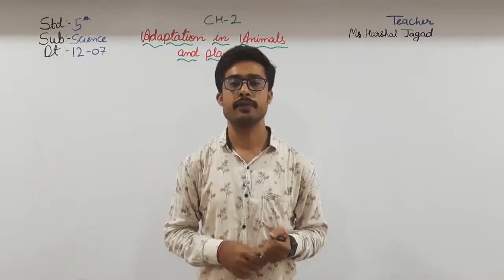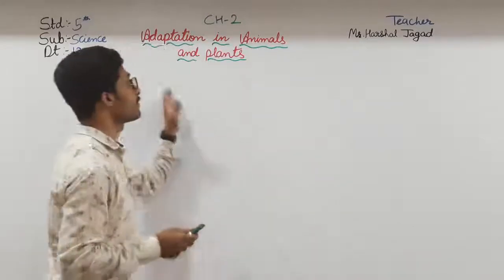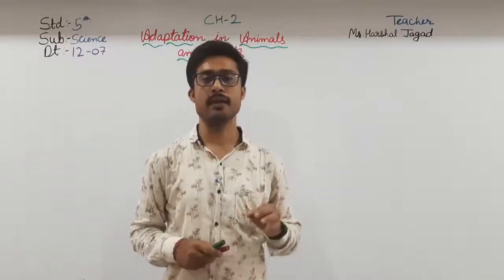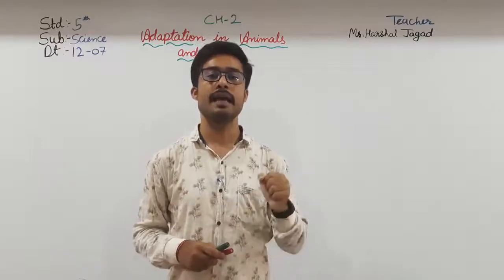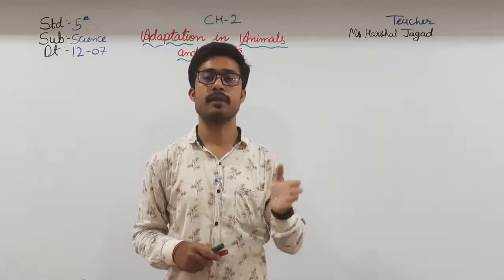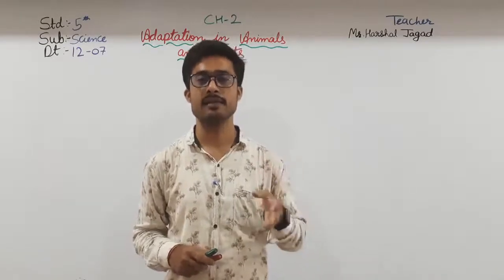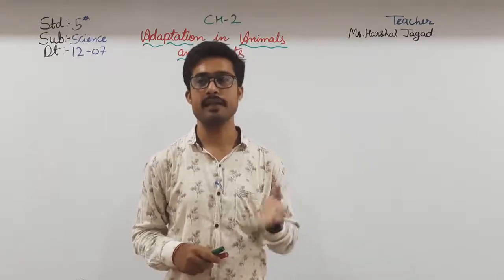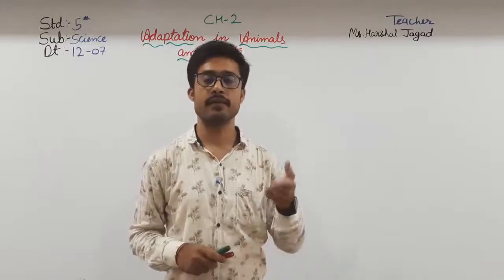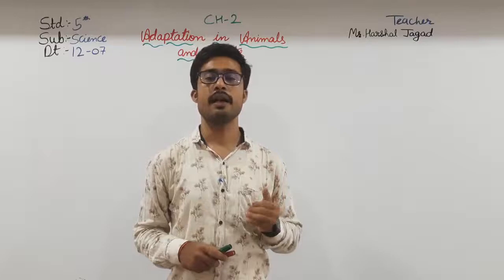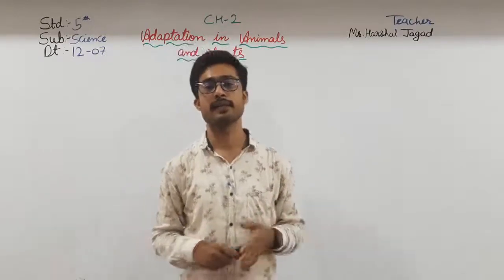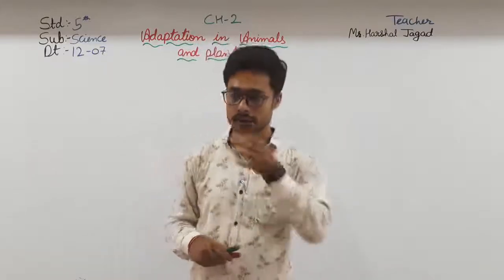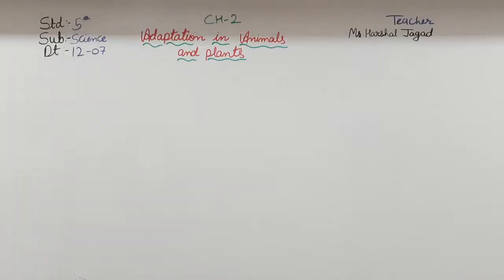In the previous video we went through the new chapter, chapter number 2, adaptations in animals and plants. In the very first video we saw what adaptations are, and then we moved further and saw some animals and the different types of animal adaptations. After that we saw aquatic animals, like fish. In the last video we saw the desert animals, and now we will see the desert plants. Before that, let us revise the desert animals.